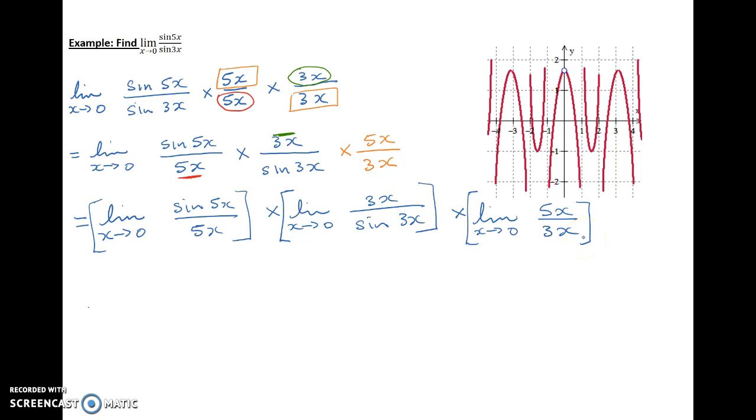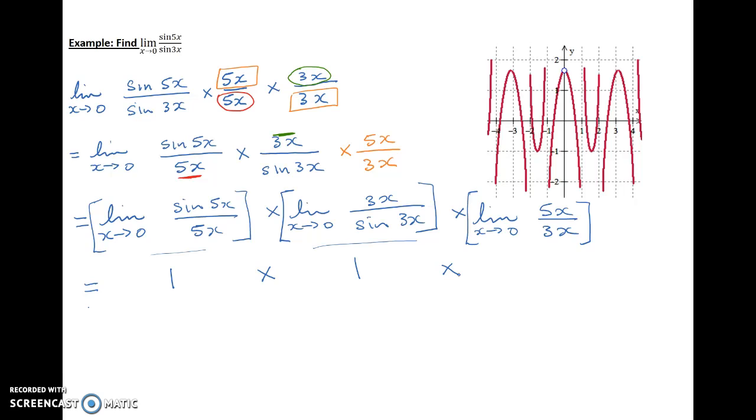If you look at the first two, they match the criteria that we set up earlier. In both cases, x is approaching 0. For sine of 5x over 5x, the argument of the sine function is the same as the expression on the bottom, and that happens here as well. Sine of 3x, the argument is 3x, and the expression on the other half of the fraction is 3x. That's the same. So these are both equal to 1. So that's going to be 1 times 1.